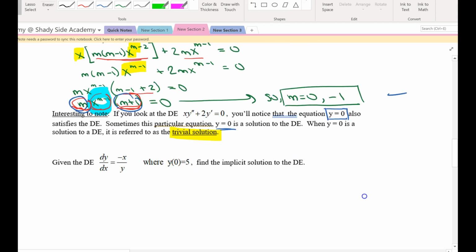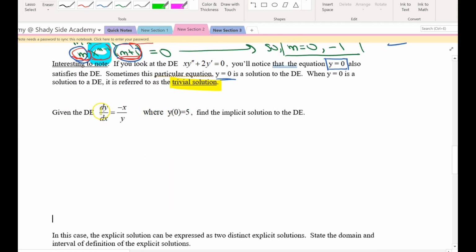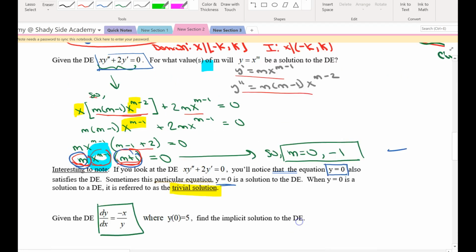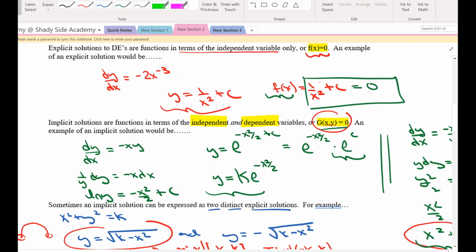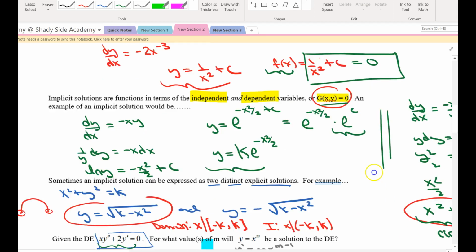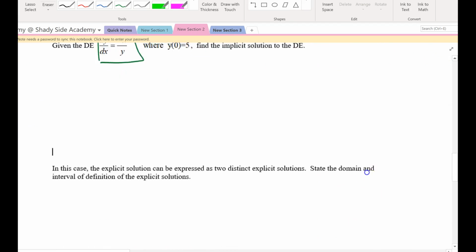Okay. All right. Given the differential equation dy/dx equals -x over y, where y of 0 equals 5, find the implicit solution to the differential equation. And now that I just think about it, this is no different than what we just did together when we talked about implicit solutions up above. So let's skip that for now, because it's literally an identical exercise. Okay.